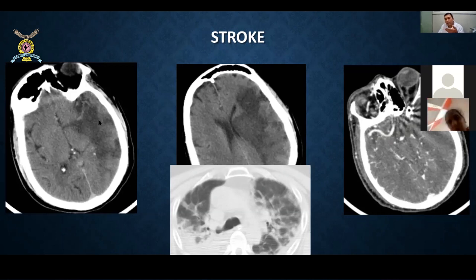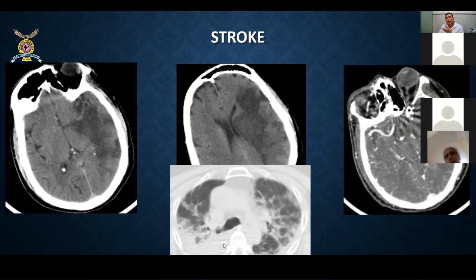When we acquire images for a CT angiogram of the brain, we generally cover the aortic arch. So in this patient, we started from the aortic arch, and if you see, there are changes of consolidation with interlobular septal thickening in the bilateral lung apices. Later on, this patient turned out to be COVID positive.